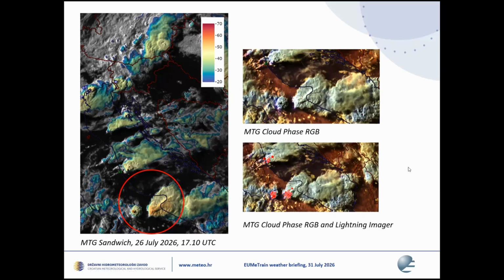One of the best new products from MTG is definitely the lightning imager, which we can overlay with every other satellite image. So the maximum lightning activity is around overshooting tops, and this is how we can recognize the core of the storm, the updraft, and where we can expect the most hazardous weather.